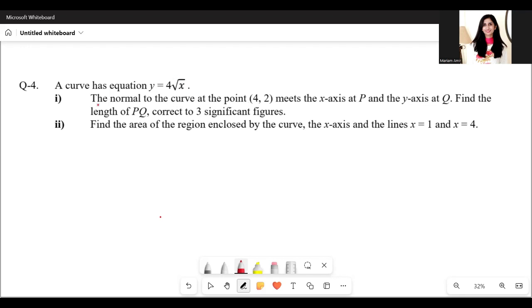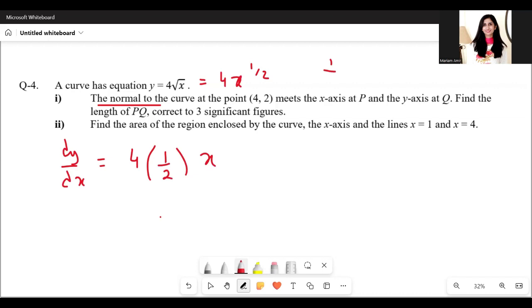Okay, first thing we need is the normal to the curve's equation. Before that, we need the gradient of the tangent. That will be found from dy by dx. So this is 4x power half, and when we differentiate it, it becomes 4 times half x. Power gets reduced by 1, so half minus 1 is minus half.